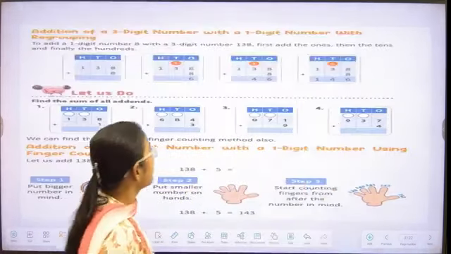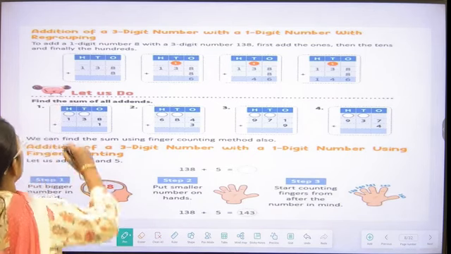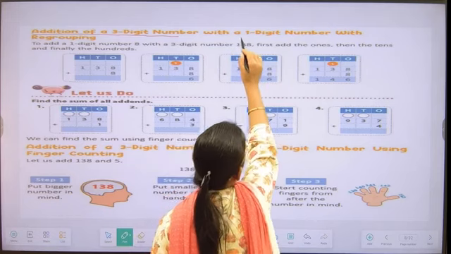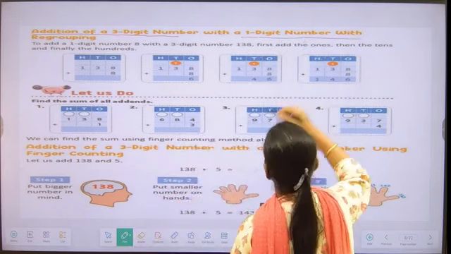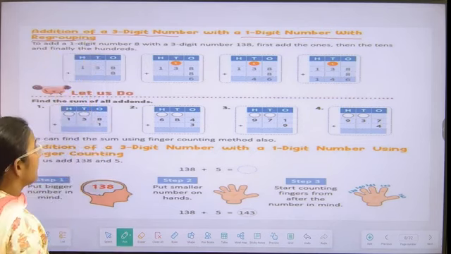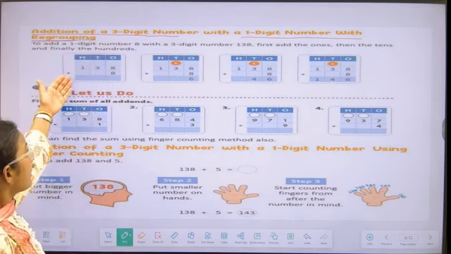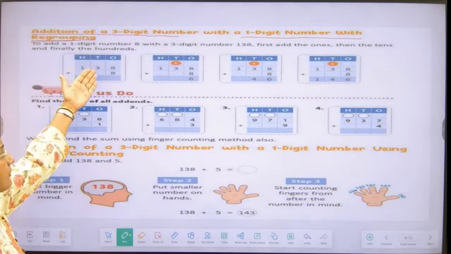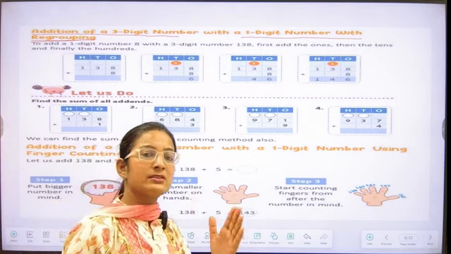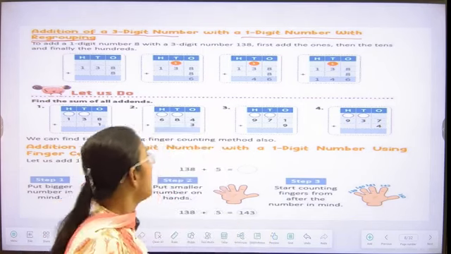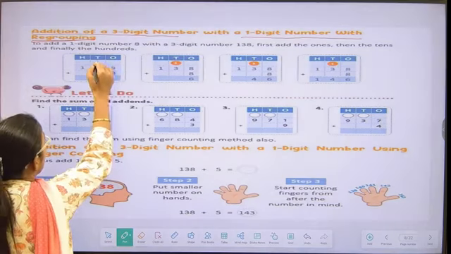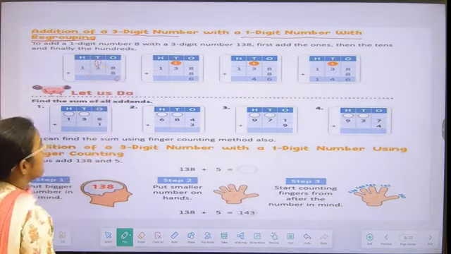Let's move further. Now what we are going to understand? We are going to add a three-digit number and a one-digit number with regrouping them. So let's do it with me, student. What we are going to do, we have to add 138 with 8. So the one-digit number always starts from ones place value. So 8 and 8 will make a 16. So 1 should be carried over and 6 is written at ones place value.